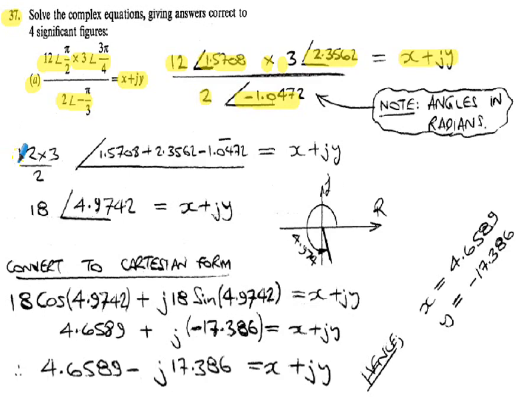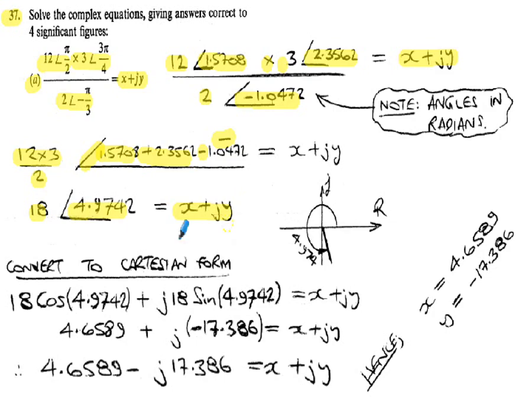So in polar form, that will be modulus of 12 multiplied by 3 divided by 2. And in terms of the argument, we get the 1.5708 plus the 2.3562. And be careful of the double negatives here. We've got the negative 1.0472, but it's being subtracted in this particular case. So that gave us 18 argument 4.9742. We've got to equate that to the Cartesian form x plus jy.